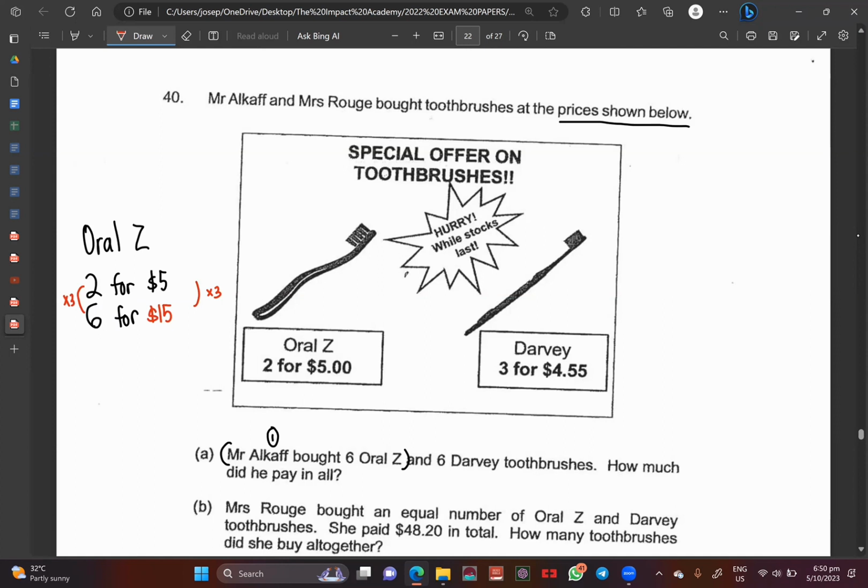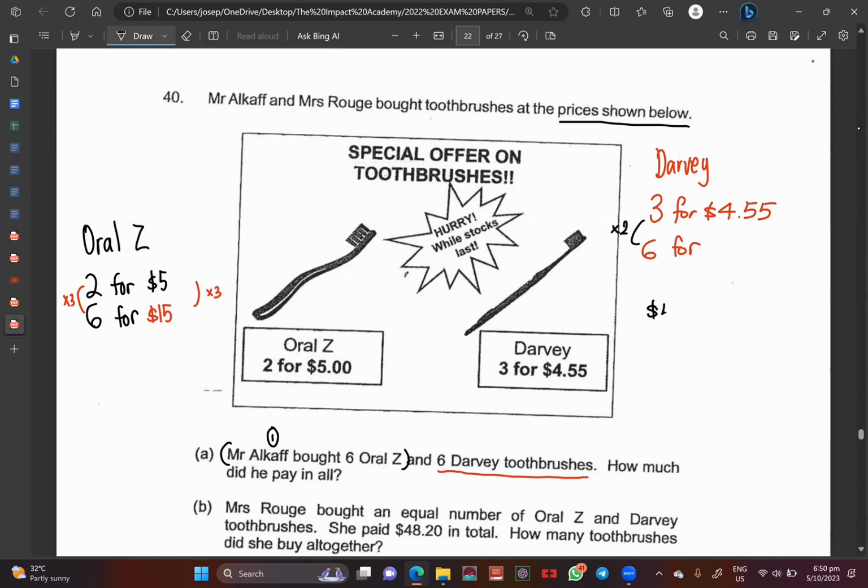Did Mr. Akaf buy more than Oral Z? Yes! Mr. Akaf actually bought how many more? Davi? 6 Davi, correct or not? So for Davi, I'm just going to put Davi. I want to put the brand because I don't want to confuse myself and mix up the value or the price. You understand what I'm saying? So Davi, how many? 6 Davi, right? So 6 for how much? How do I get from 3 to 6? With times 2. You all understand so far?